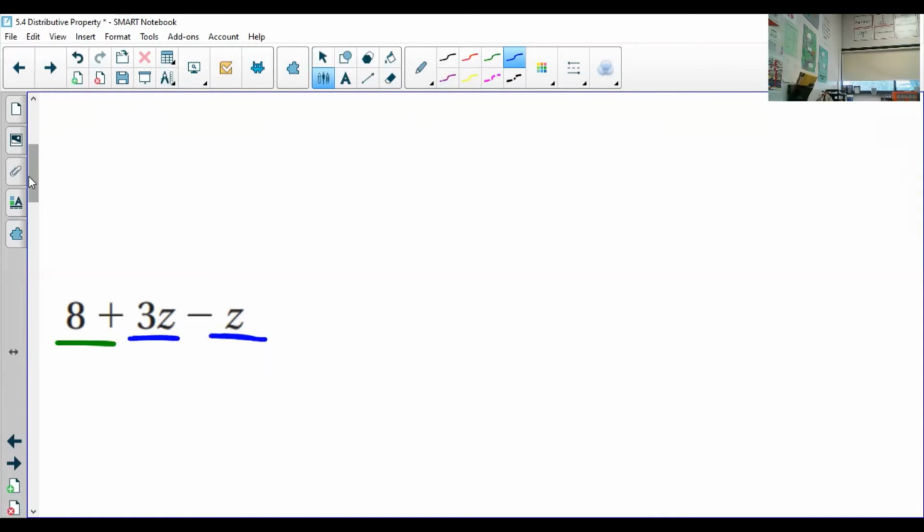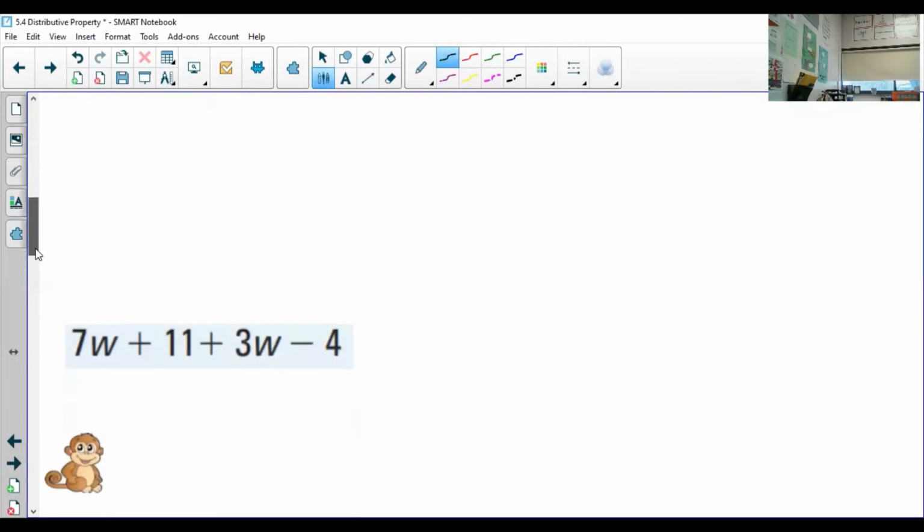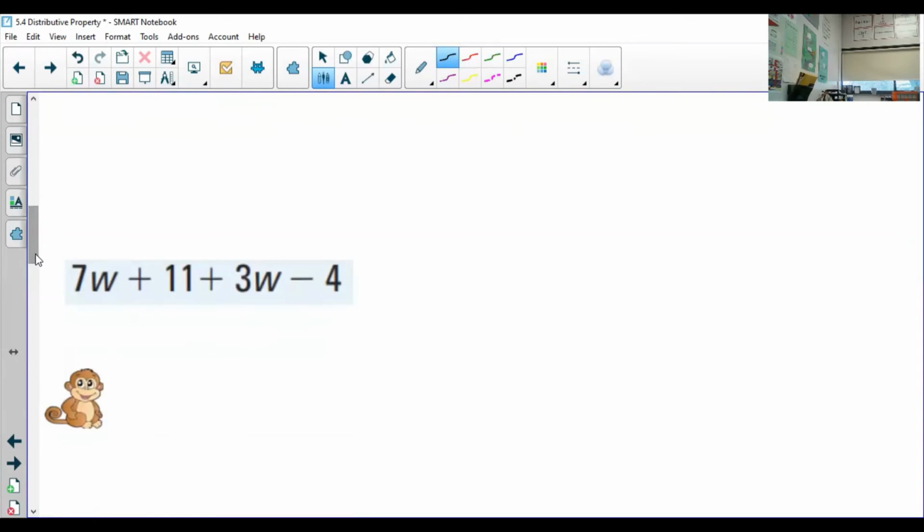So here we go. We're ready to do our combining. 8 plus 3z minus z. Well, what's 3z minus a z? Remember there's a 1 there? So 3 minus 1 is 2. So I'm left with 2z. And that's it. I can't make it any smaller. Next one. Here we go.